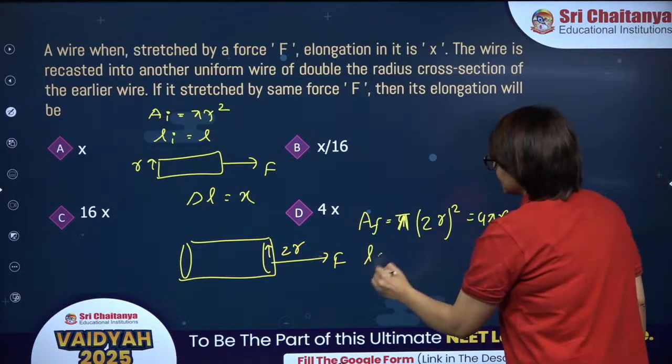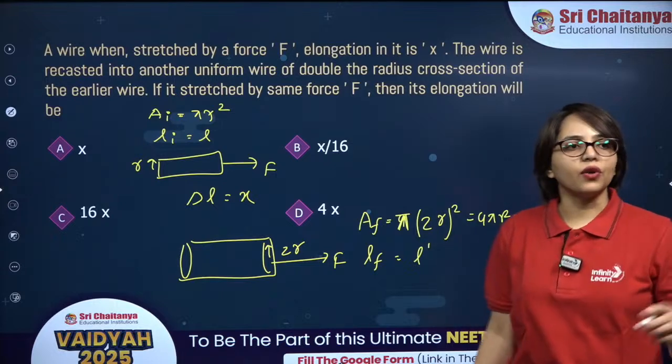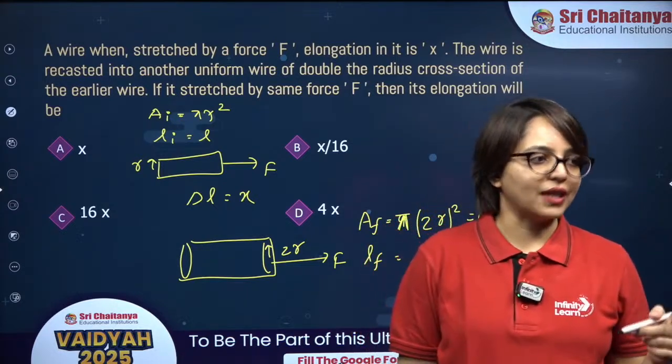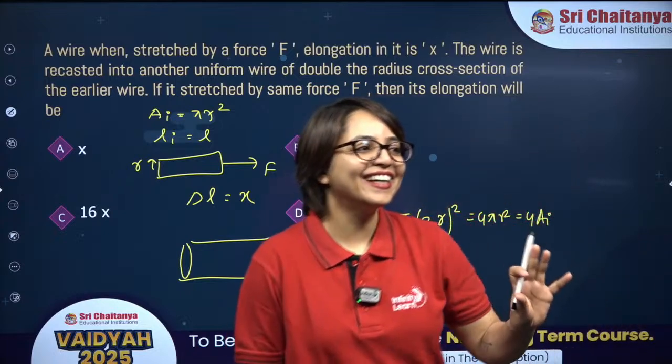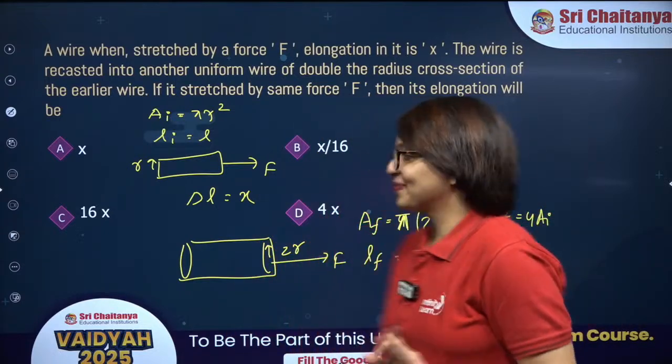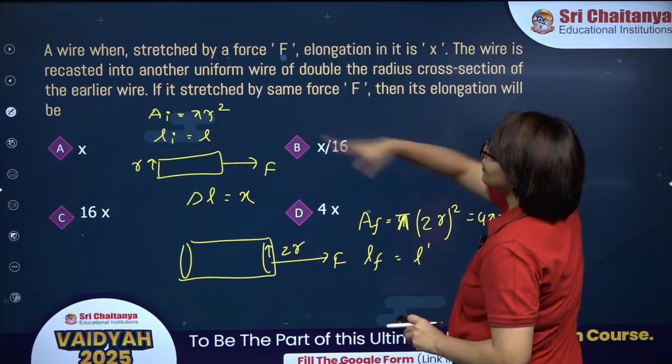And the final length is, let's say, L dash. So we are keeping the volume the same, right? None of you guys are correct, let me tell you. We are keeping the volume the same, right? So if you just compare the initial volume with the final volume, you will get the length.